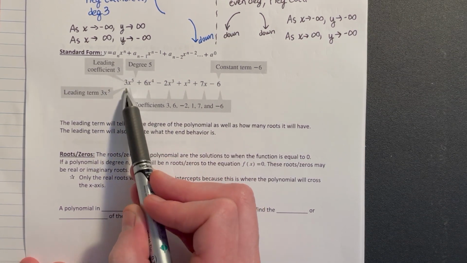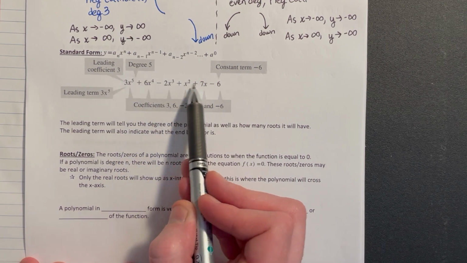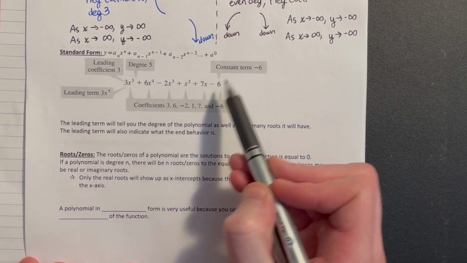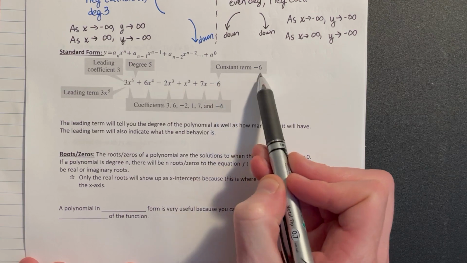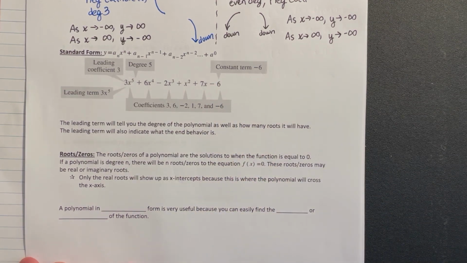All of the coefficients are the values in front of the variables. That last term is our constant term, like we talked about with quadratics. And from these, with the degree, we can tell how many roots that polynomial will have. It also helps tell me what the end behavior is going to look like.